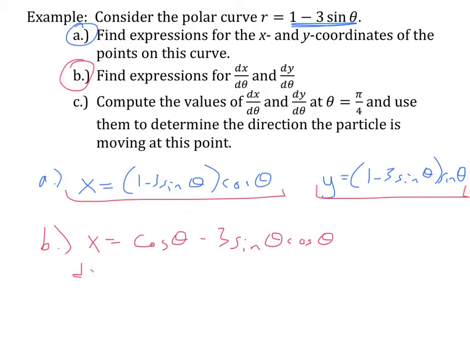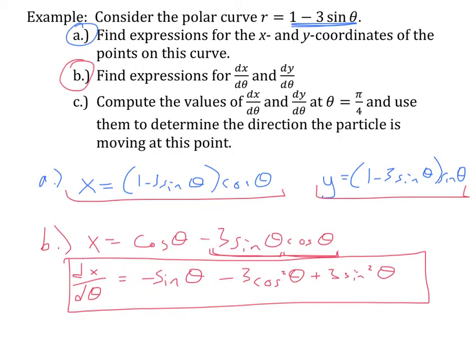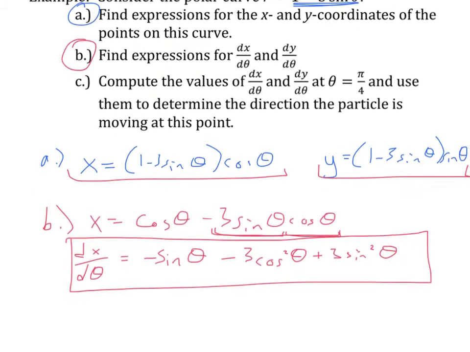And then when I take this derivative, dx d theta will be negative sine theta. And then this thing here is going to require the product rule. So this will be minus 3 cosine squared theta. And then we'll leave this part alone and do the derivative of cosine, which would be negative sine. So plus 3 sine squared theta. So this is my expression for dx d theta. By the way, this right here is really tempting to simplify. We feel like we see cosine squared theta plus sine squared theta, but remember one of them is negative. We can't just change this into 1. Okay? So that's my dx d theta.